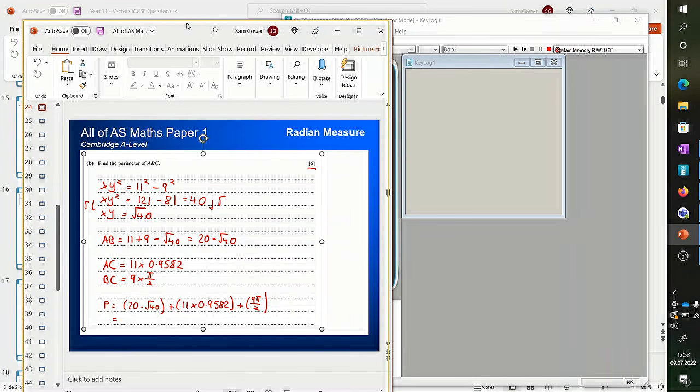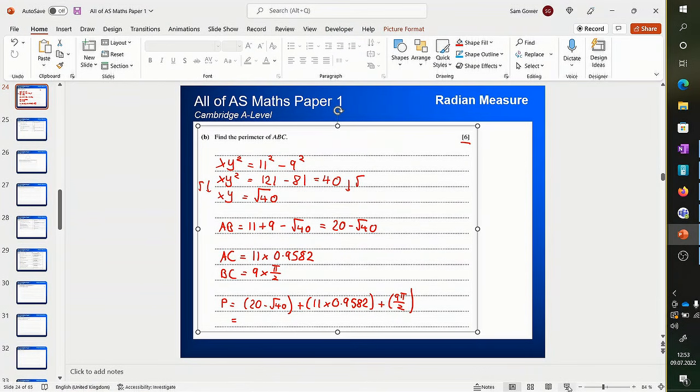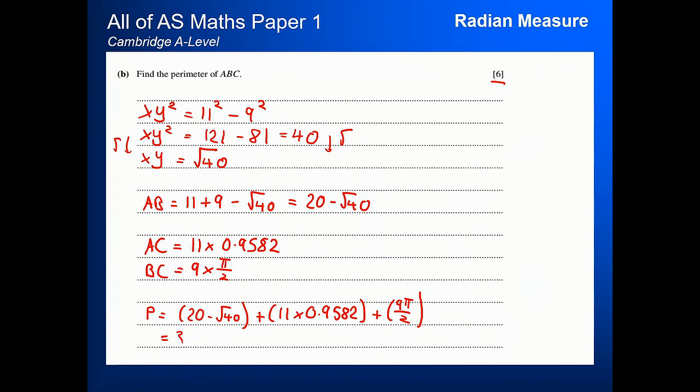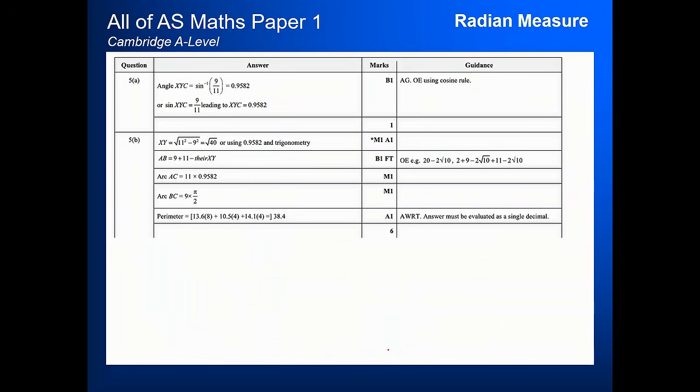So let's go back. 38.352 dot dot dot. Again, rounds to one decimal place at 38.4. Checking units here, this is equal to centimeters to 1 dp. And we've got all 6 marks.